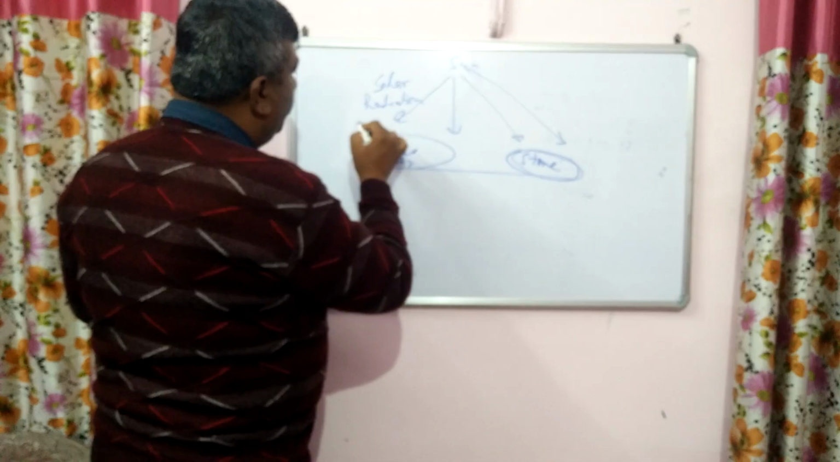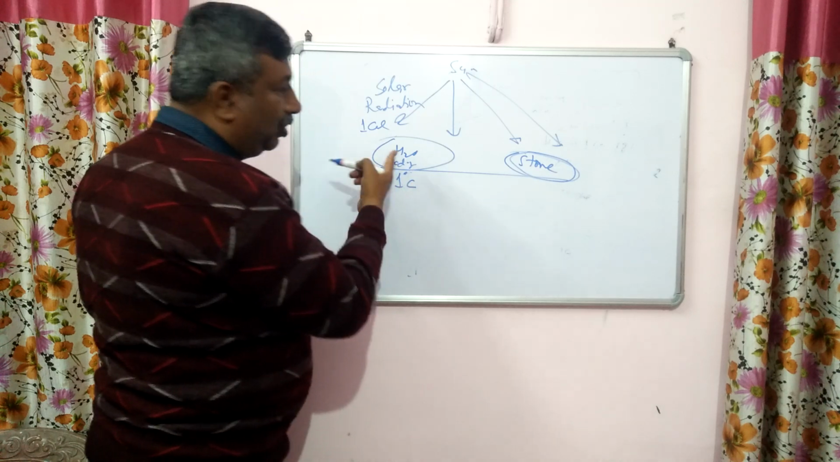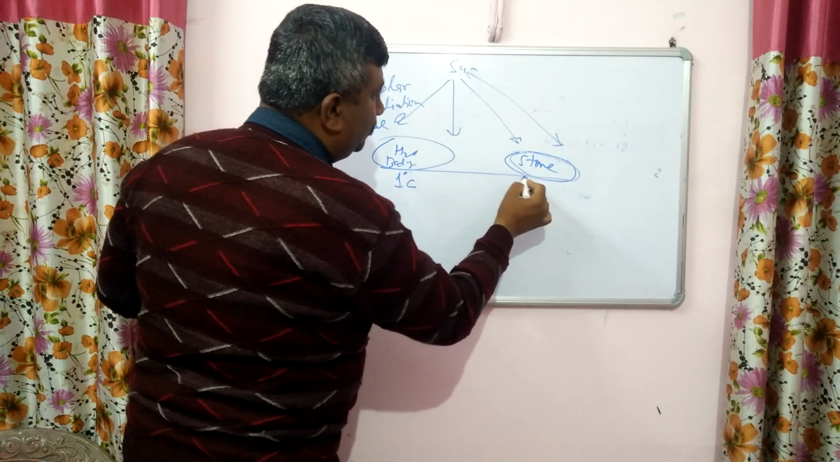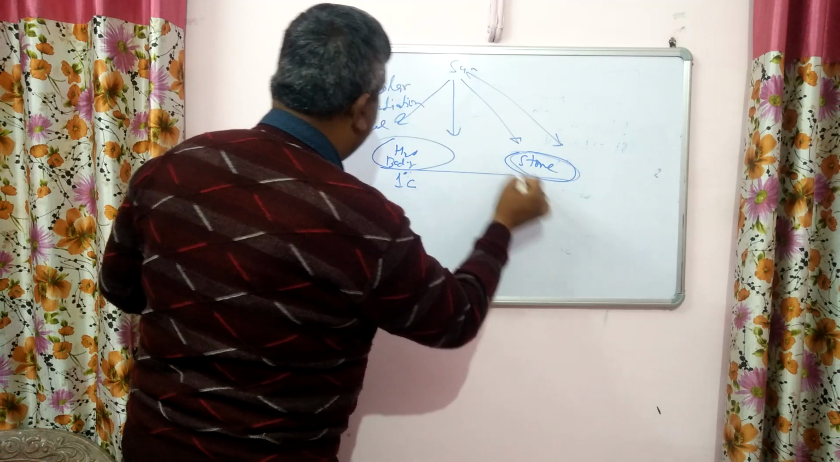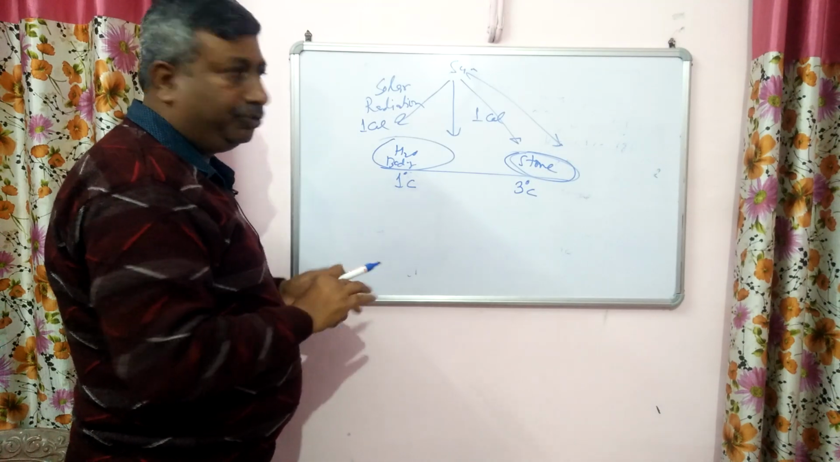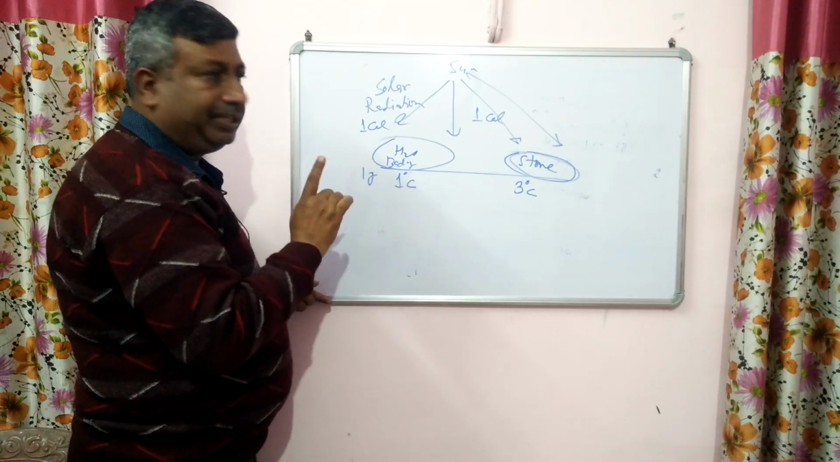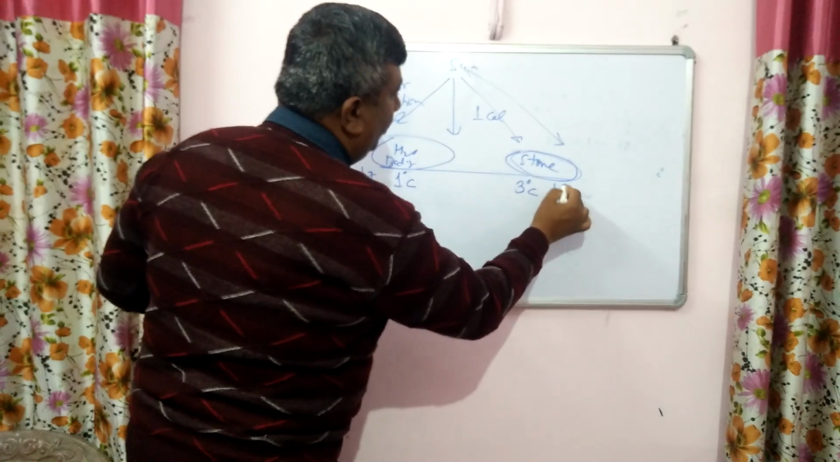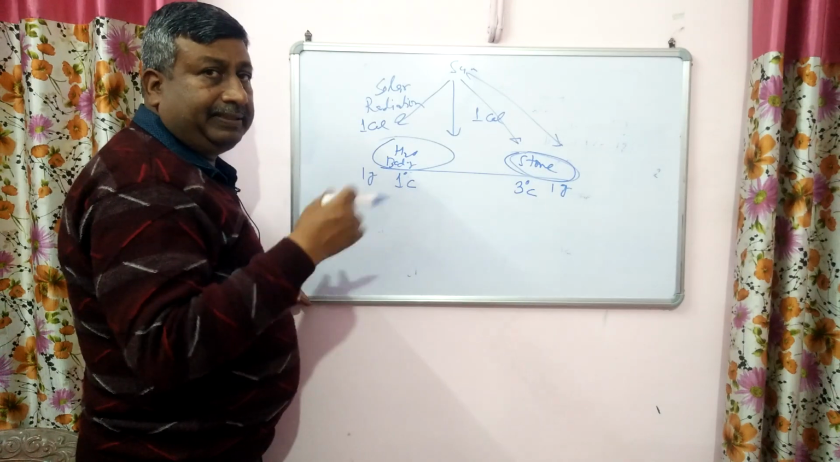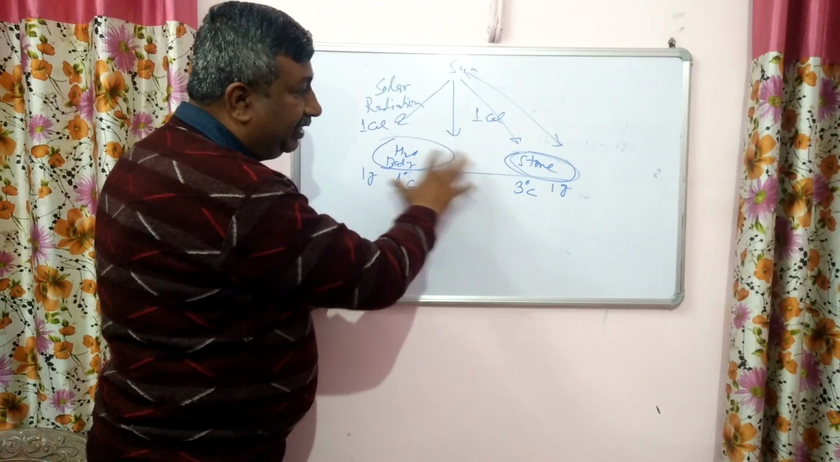For example, suppose 1 calorie, so temperature will increase only 1 degree centigrade if we talk about 1 gram water. In 1 gram soil, temperature will be 3 degree centigrade by 1 calorie. So the sun is providing 1 calorie suppose in a unit area. So 1 gram water will have an increase in temperature of 1 degree centigrade, and 1 gram stone will increase the temperature 3 degree centigrade. Now, this is the differential heating.